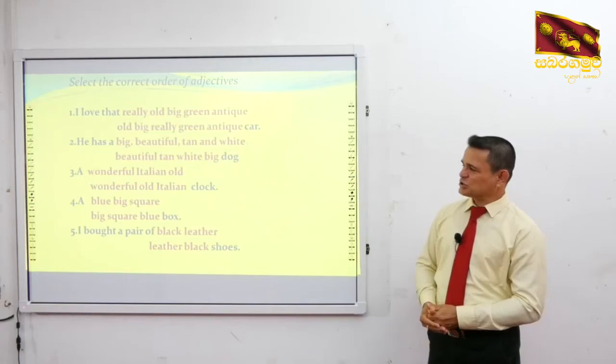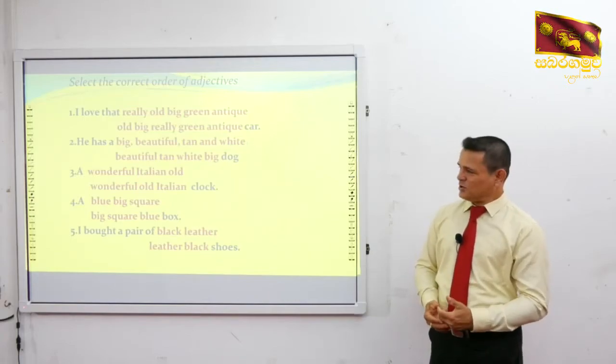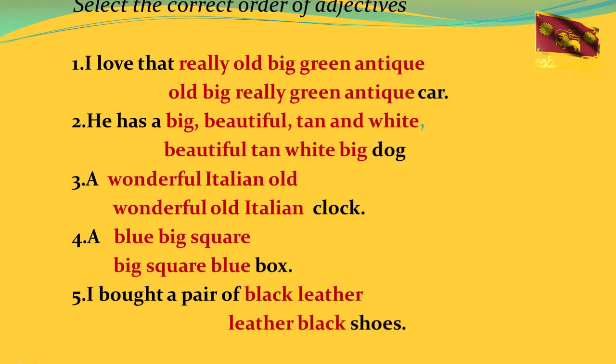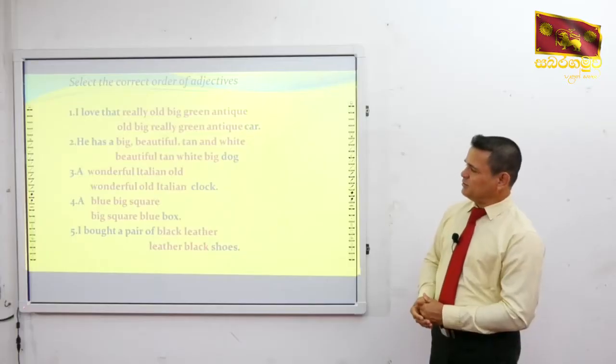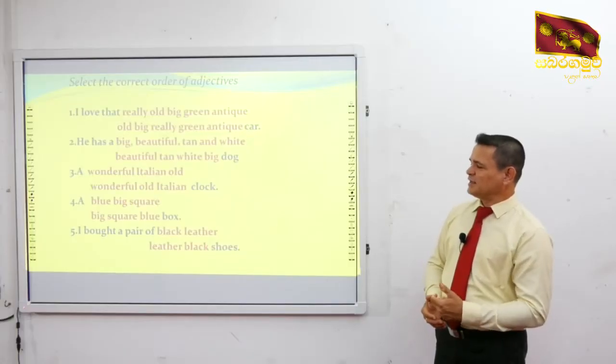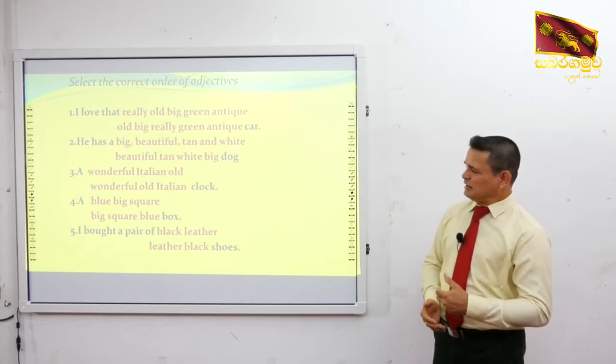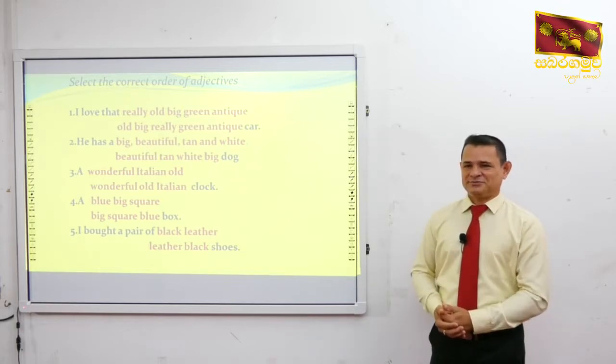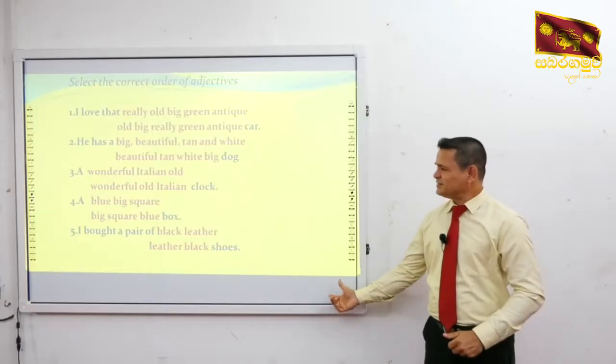Fourth one: a blue big square box, or a big square blue box. Can you remember the order? Select the correct answer. Number 5: I bought a pair of black leather shoes, or leather black shoes. Hope now you can get an idea and could find the correct answer. Check your answers.